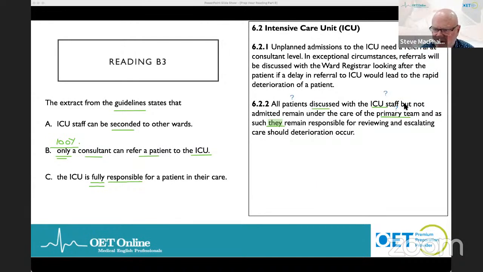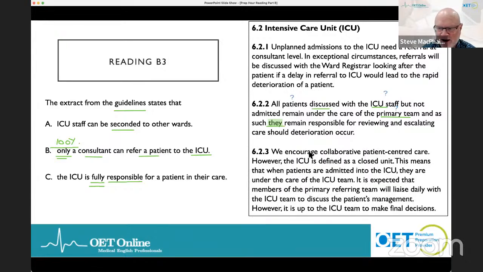Some saying ICU staff. Yep. Too tricky. It's only one of them. All right, I'll leave that there. Some saying the patient. Whoever it is, they remain responsible for reviewing and escalating care. So whoever it is, they have that responsibility. 6.2.3, I'll give you the answer to that in a moment.